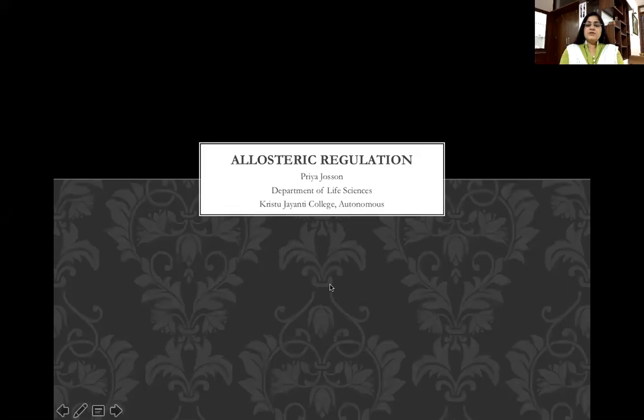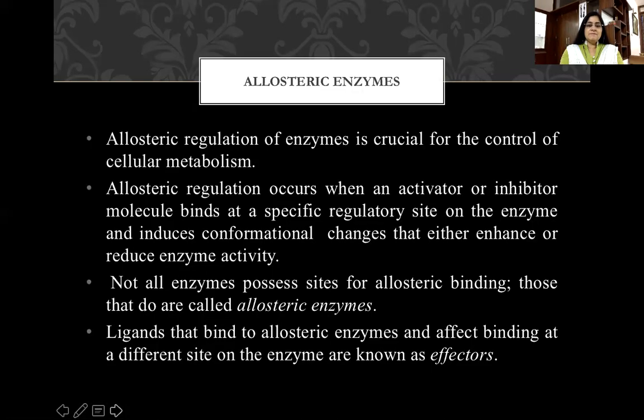So today's topic is allosteric regulation. Allosteric regulation of enzyme is crucial for the control of cellular metabolism. When does it occur? It occurs when an activator or inhibitor molecule binds. These are generally called allosteric modulators. It can be a positive modulator or it can be a negative modulator. If it is a positive modulator, you call it an activator, and if it is a negative modulator, you call it an inhibitor.